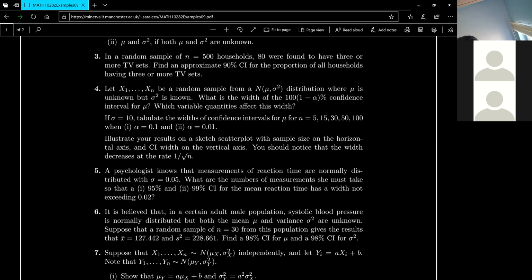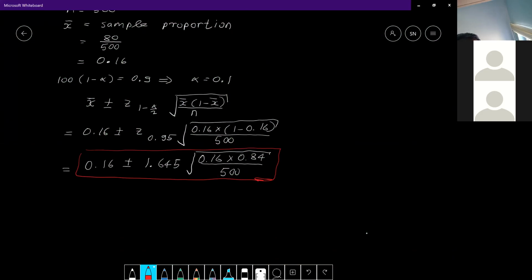All right, guys, so I'm running out of time. So let me show you how to do question 5. Here we are assuming that sigma is known, and we are looking for the confidence interval for the mean reaction time. Let me show you how to do it. So this is question number 5.